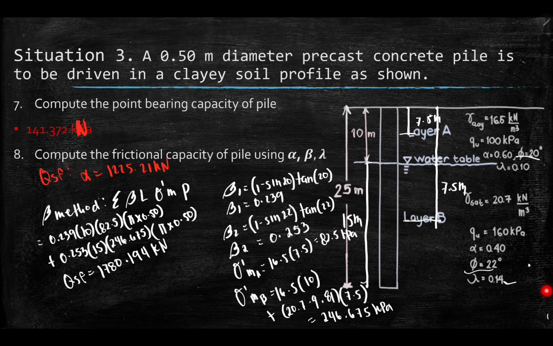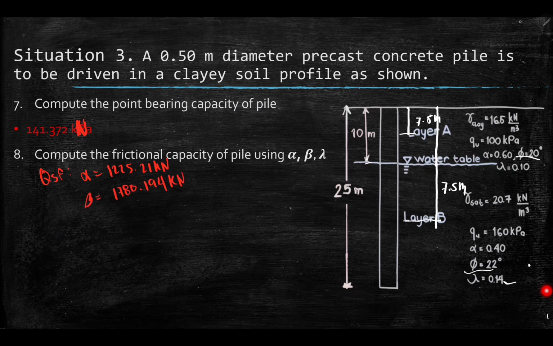Okay, hold on. And then, ayan, checking natin dito. So, 1780.194 kilonewton. So, tama yung sagot natin. Lagay ko lang ulit dyan sa summary. And now, for the last method, which is the lambda method, the formula for QSF is ito.